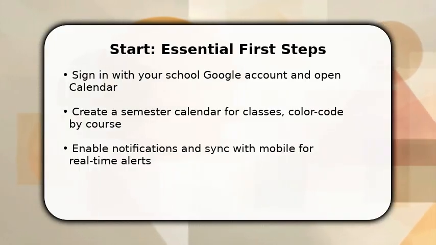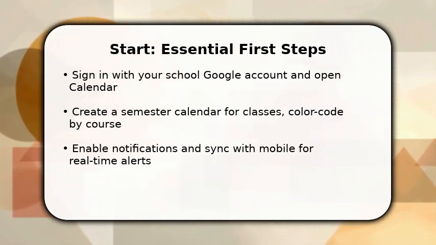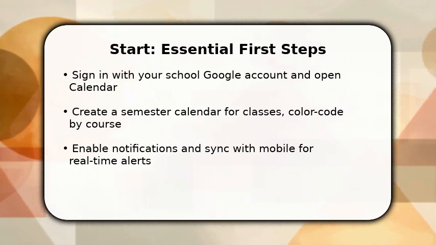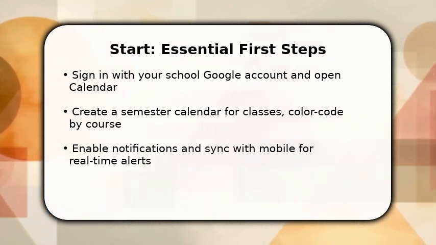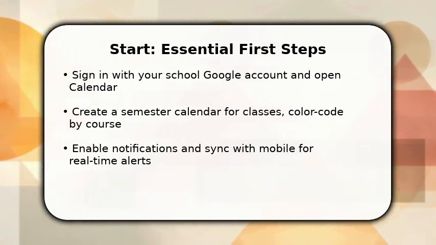You start by signing in with your school Google account. This ensures class invites and campus events arrive correctly. Once signed in, create a dedicated semester calendar and color code each course to reduce visual clutter. Make sure to enable notifications and sync to your phone so deadlines and room changes reach you immediately.